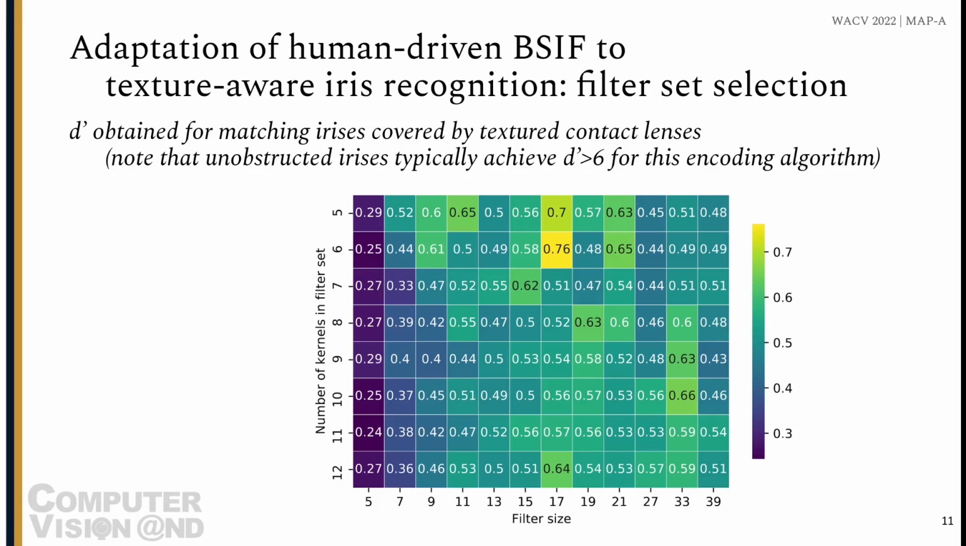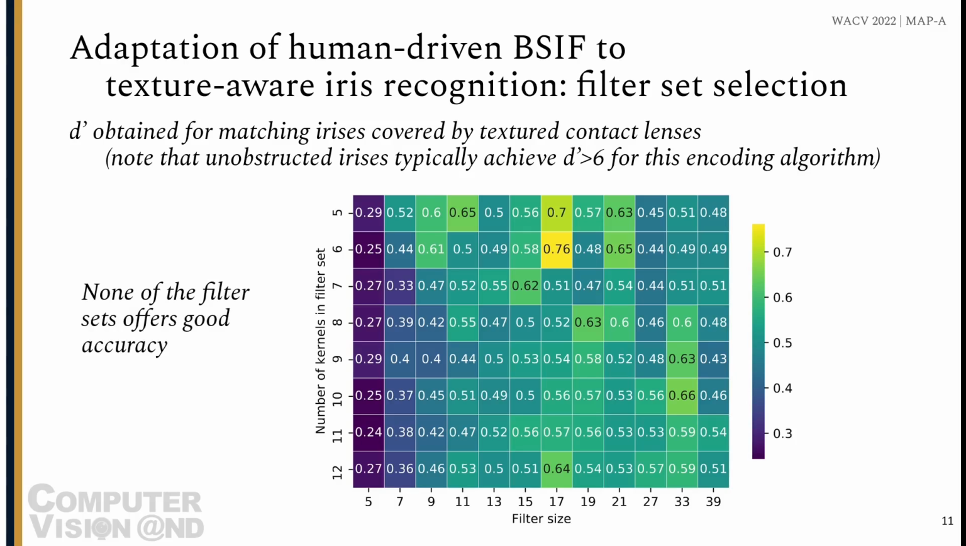Under normal circumstances, it's not uncommon to find a sensitivity index above 6 for this method. Yet here, we see the most suited filter sets achieve a D' around 0.7, 0.76. So none of them appears to be a reliable matcher for this problem, despite being state-of-the-art in regular matching.